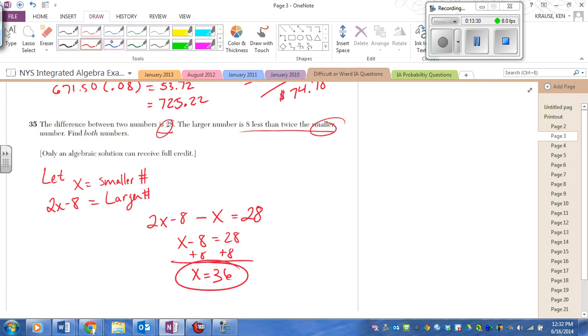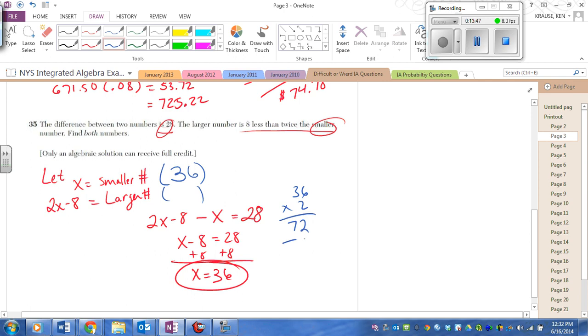Add 8, I get x equals 36. So we're not done yet. The smaller is 36. The larger is twice that, so multiply by 2. So 36 times 2 equals 72. Subtract 8 is 64. You can check your work. 64 minus 36 is 28.